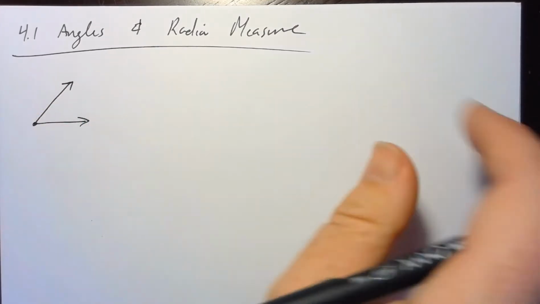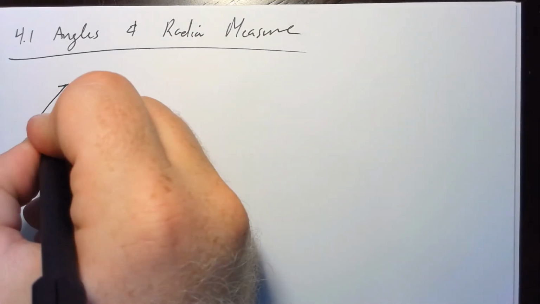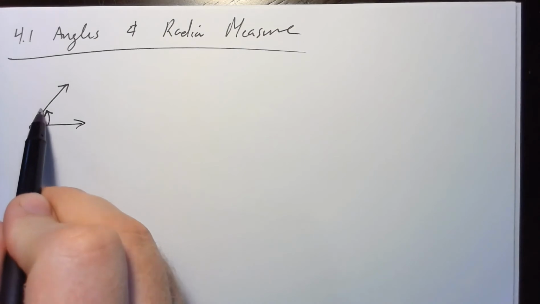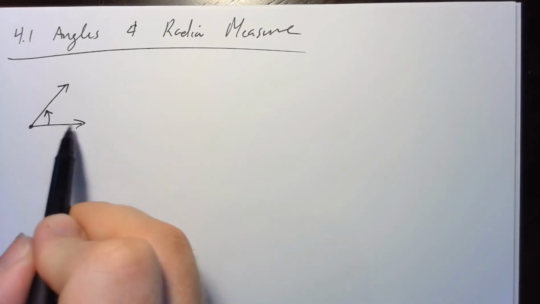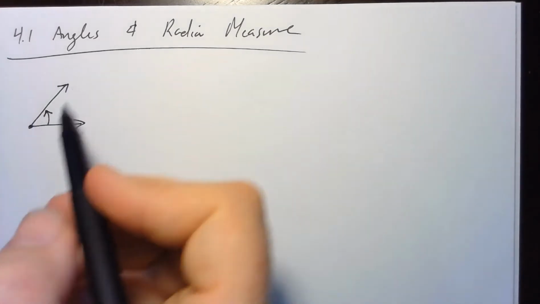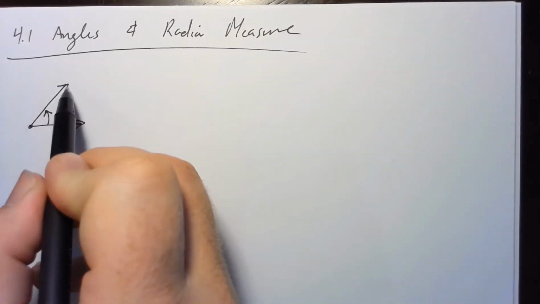Now, it is important that we also include a specific direction of that angle. So in this case, this angle is moving in this direction, meaning that this side here is what we call the initial side, and this side here is the terminal side. We might also refer to them as the initial ray and the terminal ray.